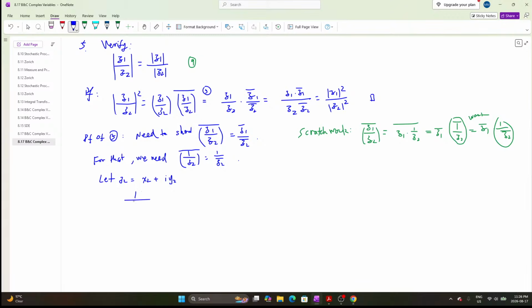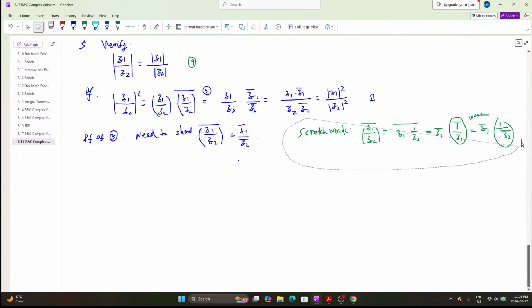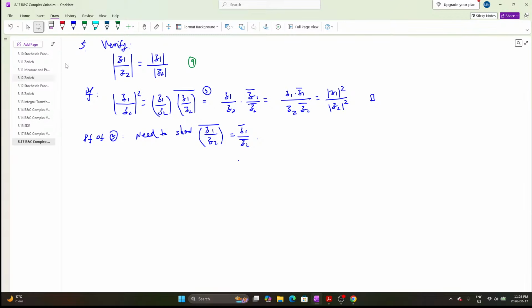Actually, you know what? This is unneeded, because we also have the conjugate trick to deal with fractions. I'm not even going to use this scratch work. I want to use new material so that we can practice new material.